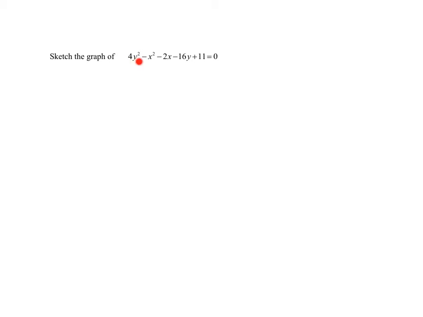In this example, I want to sketch the graph of this equation here. So let's take a look at it and see what we're going to get. Well, if you notice, I have a y squared term and I have an x squared term. So that means it's going to be a circle, ellipse, or hyperbola. And in this case, I have 4y squared minus 1x squared. So notice, one of the squared terms is positive, one is negative. Therefore, this looks like this is going to turn into a hyperbola.